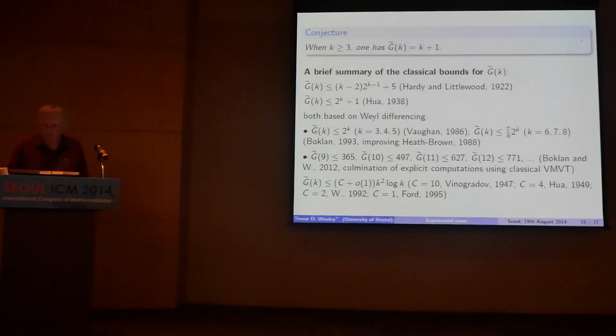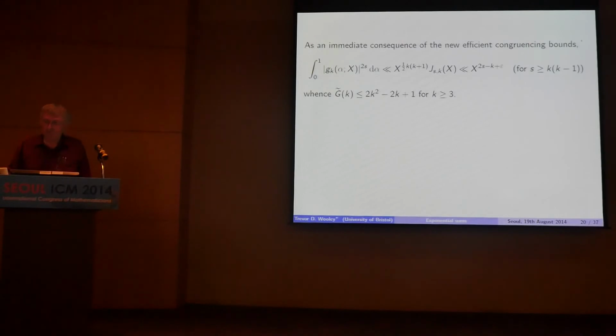Okay, so what can we say now? If you remember, the mean value estimate which we got for J_{s,k}(X) was optimal already when we had k times (k minus 1) variables. So if s is at least as big as k(k minus 1), then we get an optimal estimate for this new mean value which we're studying here. And automatically, just for free, that gives an upper bound for G tilde of k, which is like 2k squared minus 2k plus 1, for all k greater than or equal to 3. That already improves on the previous state of knowledge for k as small as 6 or 7, thereabouts.